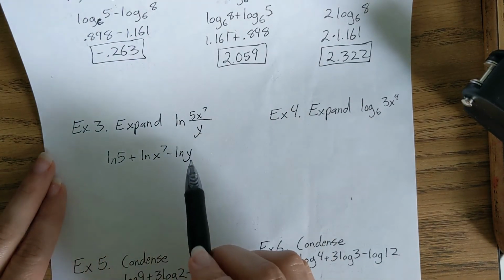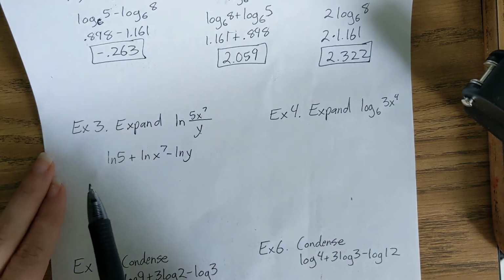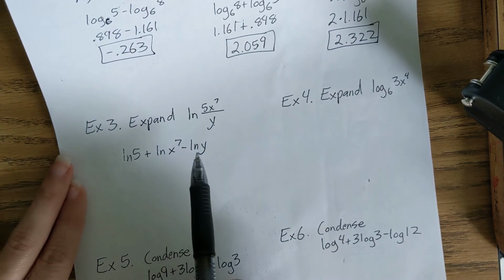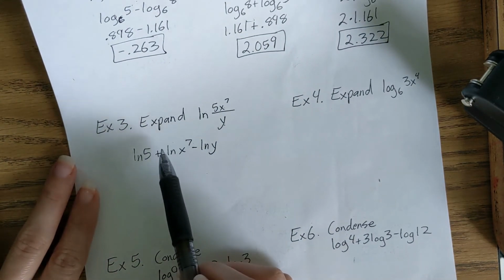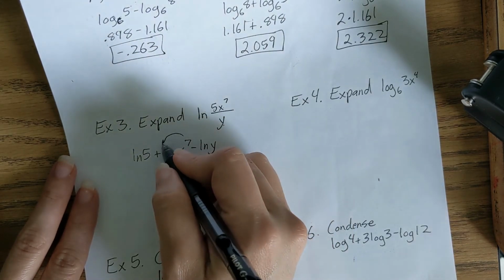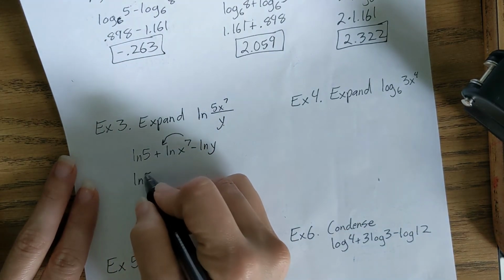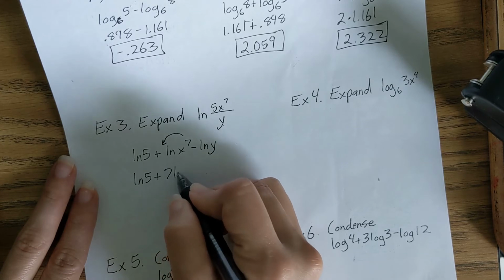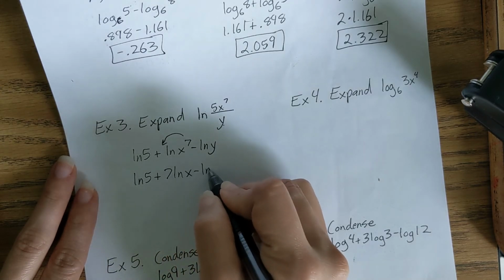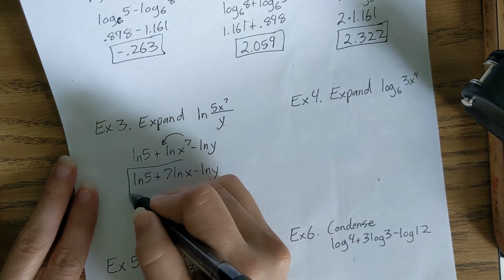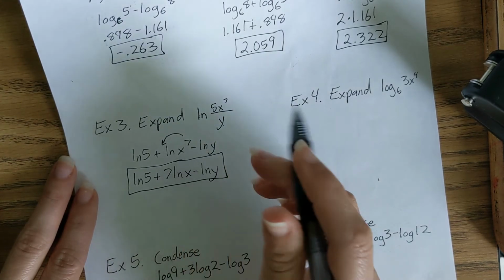Okay, so from here, I'm going to see if I can do anything else to it, expand it any more. I can, because if I have a power, I can put that in the front, right? So that's what I'm going to do. I'm going to bring the 7 into the front. So this is going to become ln 5 plus 7 ln x minus ln y, and that is my final answer because I can't do any more to this.